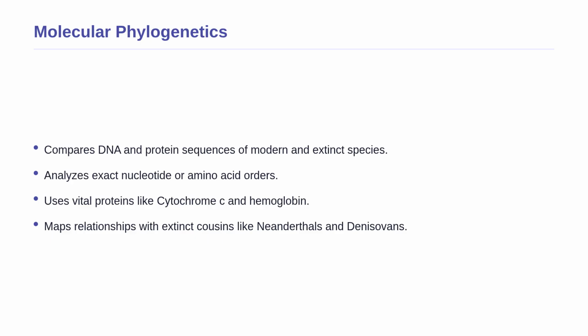This powerful toolkit has definitively proven that chimpanzees and bonobos are our closest living relatives. Furthermore, by extracting ancient DNA from preserved fossils, scientists have even mapped our intimate relationships with extinct cousins like the Neanderthals and Denisovans.